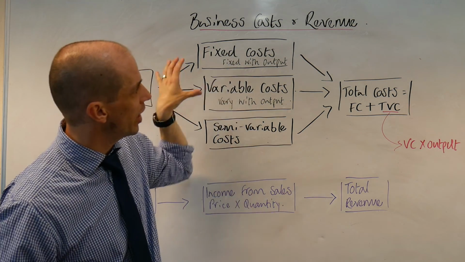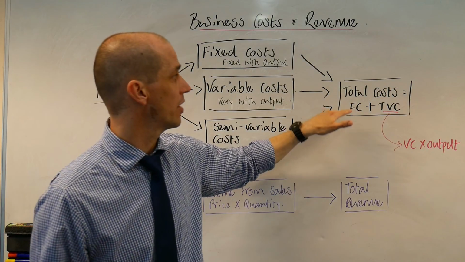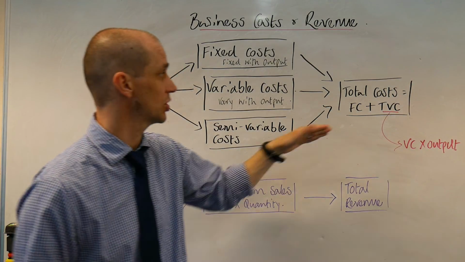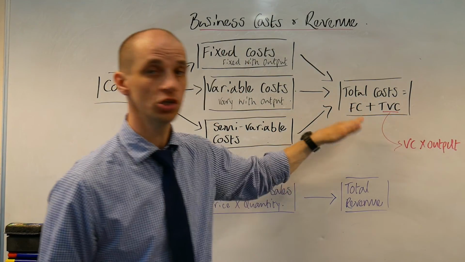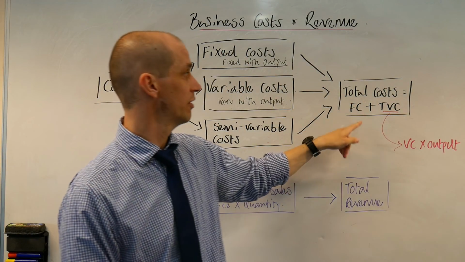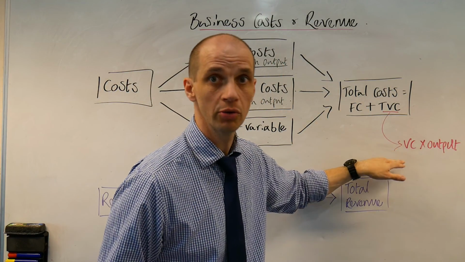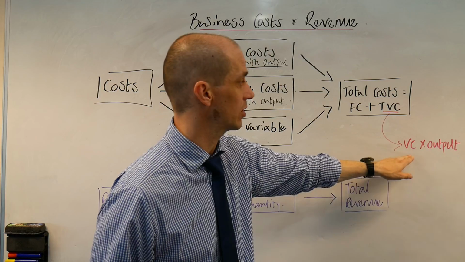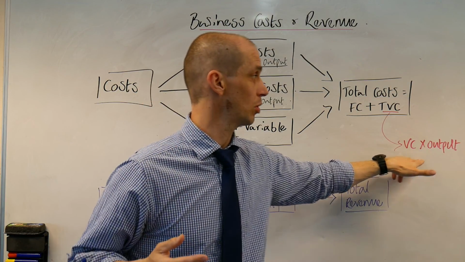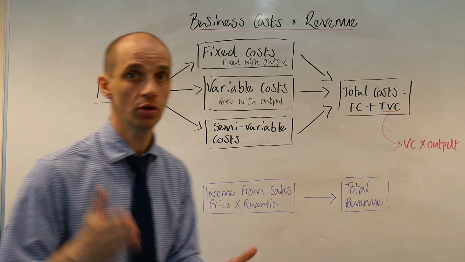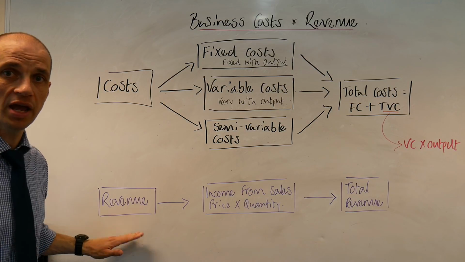So overall, when you add up all of these costs together, that gives you your total costs, okay, which is the total of your fixed cost plus your total variable cost. Fixed cost plus your total variable cost there, and your total variable cost is just calculated by taking your individual variable cost and multiplying it by the output. Okay, nice and straightforward.